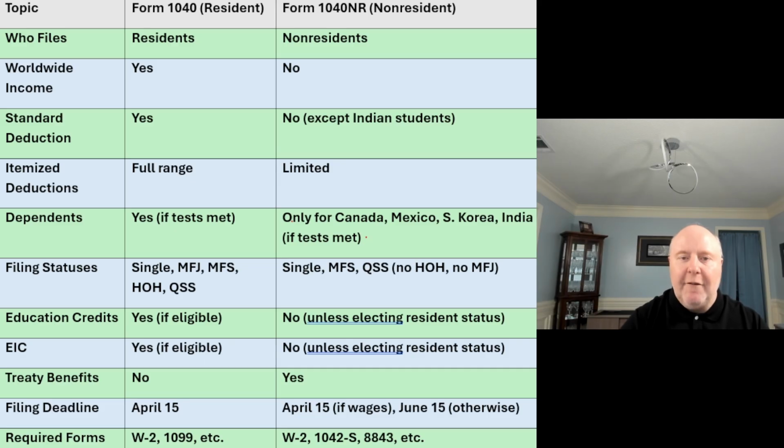Now with that 8843, you're going to include it with your 1040 NR if you're required to file the 1040 NR. In most instances, if you're not required to do a 1040 NR because you didn't earn any income, you didn't have a job, you didn't have a W-2, whatever it is, you're still going to do the 8843, so you still have to file the 8843. So the 8843 isn't dependent upon whether you have to do a 1040 NR.